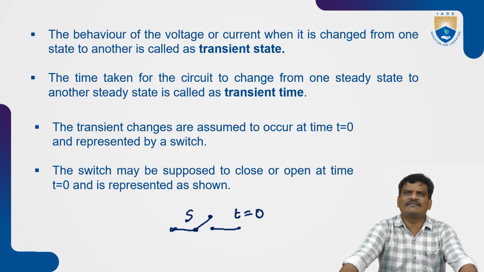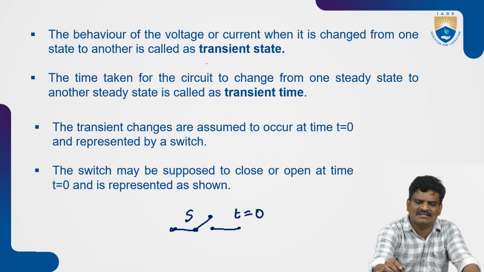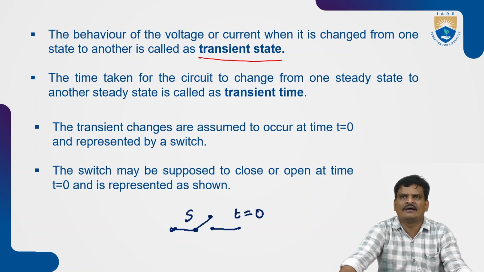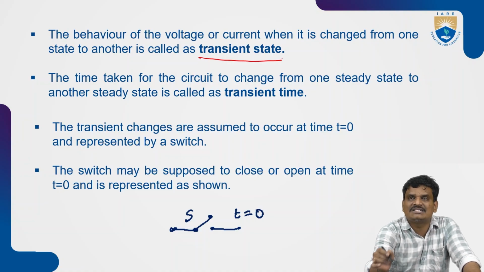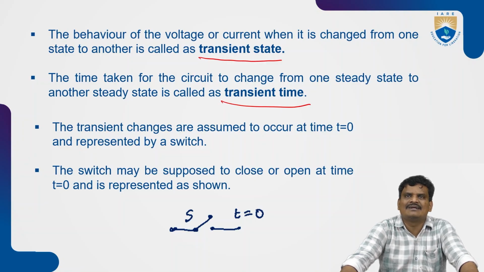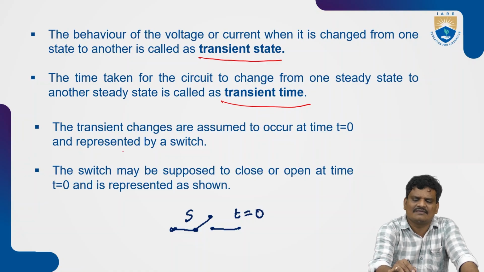The behavior of a voltage or current when it is changed from one state to another state is considered as what? Transient state. And the time taken to change from one state to the other is considered as what? Transient time. The transient changes in general are represented with the help of a switch.